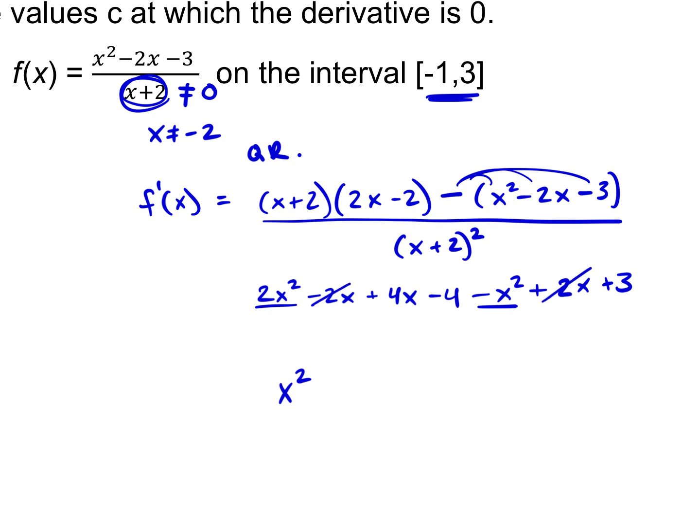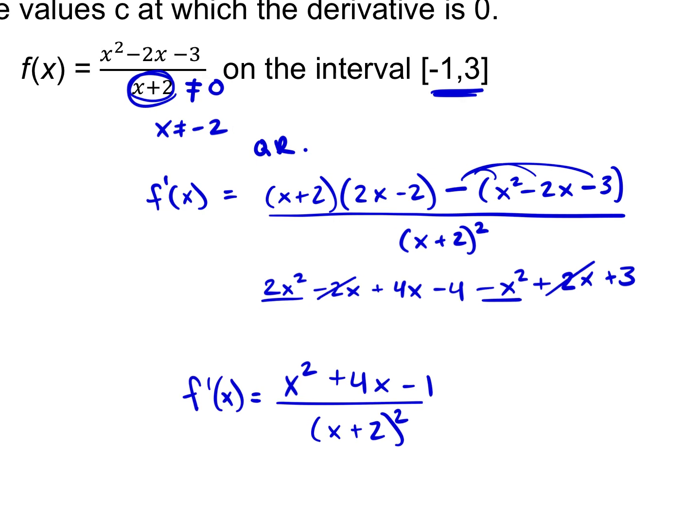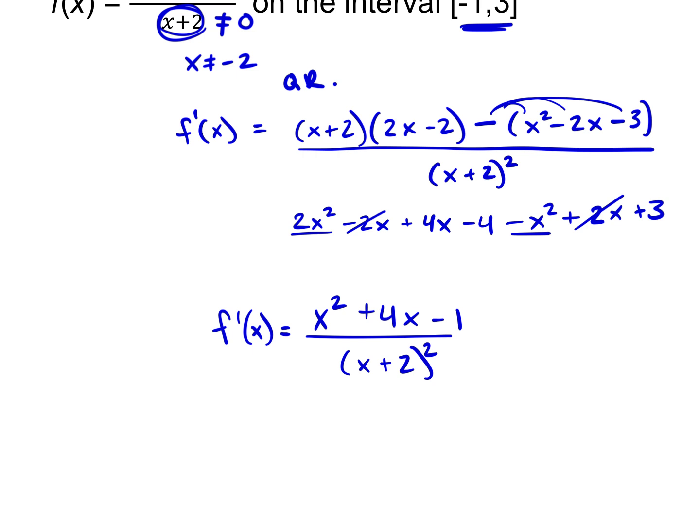Negative 2x plus 2x would cancel, so plus 4x minus 1 over x plus 2 squared. So this would be our derivative. What value does our derivative not exist at? What x value can we not have here? -2. X cannot be -2 because we can't have 0 in the denominator.